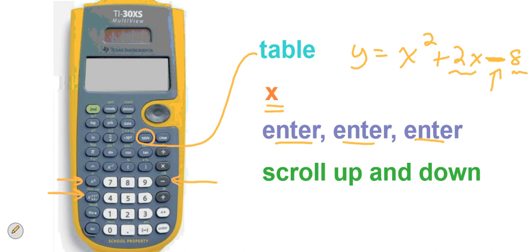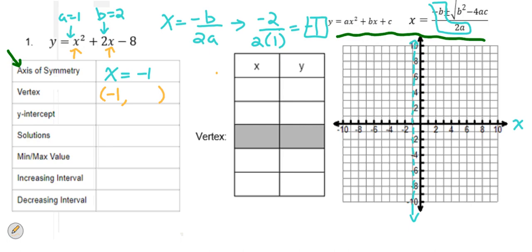Then we're going to scroll up and down to find the answers that we need. When we come back over here, we're going to scroll to see, when x is equal to negative 1 in the table on the calculator, what is y? And we see that y is negative 9. So we've got our vertex, and we didn't even have to do much. We just had to push some buttons, which is pretty cool. So we go over to our graph, and we plot negative 1, negative 9, and it's the point right here. Your vertex will always be on your axis of symmetry.